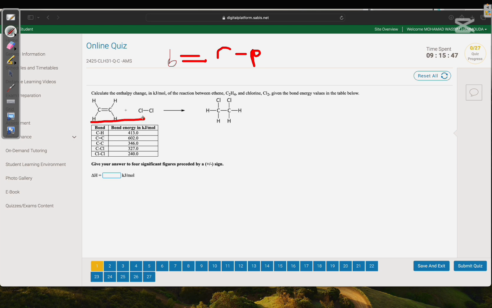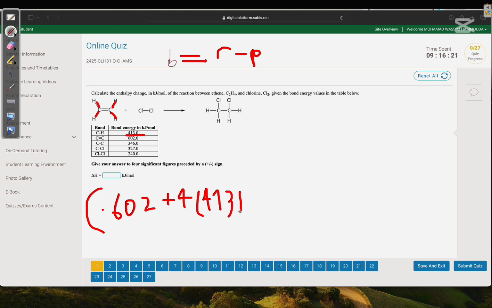So as they give it to us, C double bond C. Let's start with parentheses. 602 plus. How many CH's are there? 1, 2, 3, 4. 4 times 413. We get all of the values of the bonds from the table they give us. Plus, don't forget to count the Cl's here. 240.